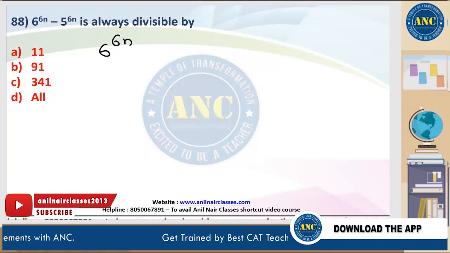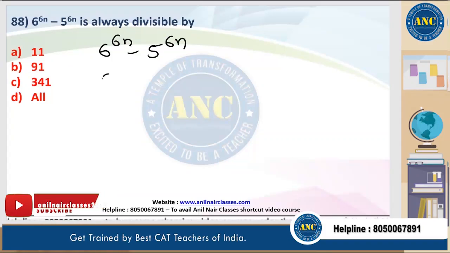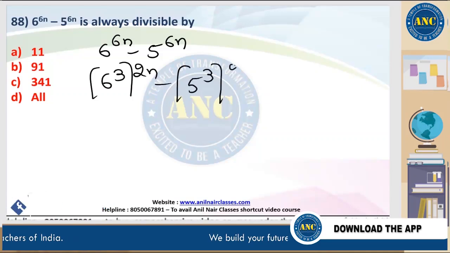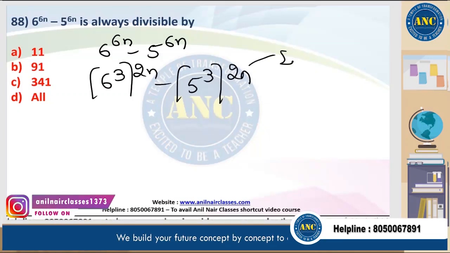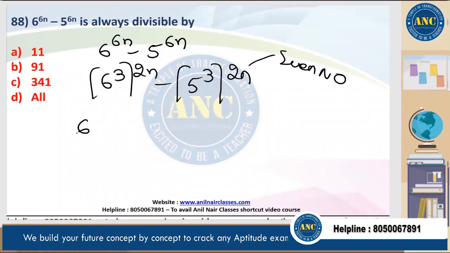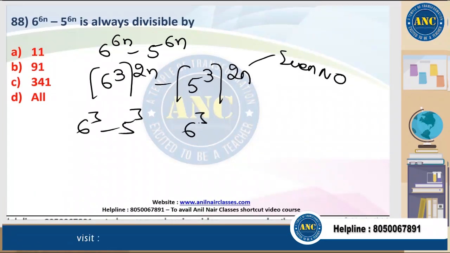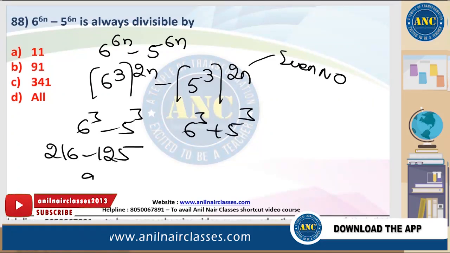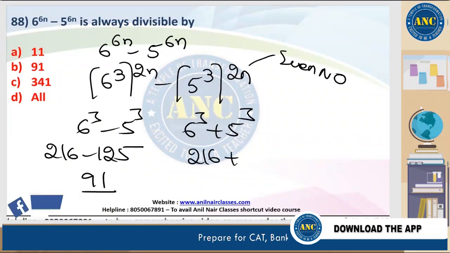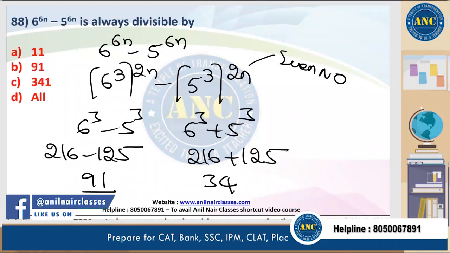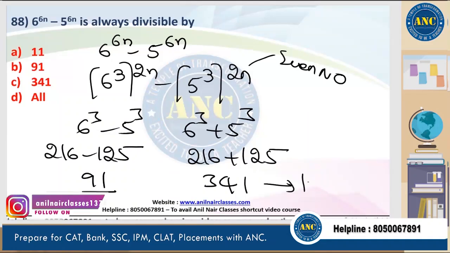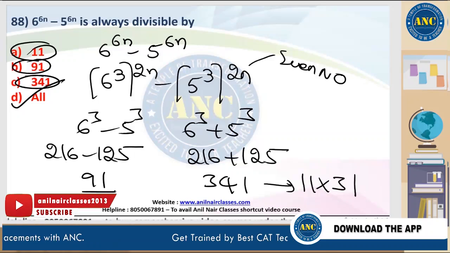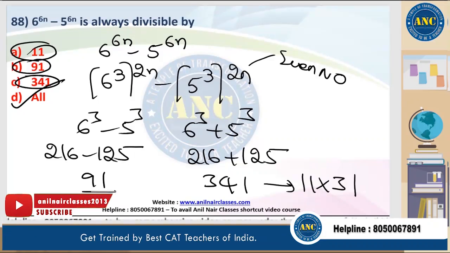88, same idea. 6 power 6n minus 5 power 6n, which is nothing but 6 cube power 2n minus 5 cube power 2n. So again 2n is an even number, so it is divisible by a minus b and a plus b. 216 minus 125 is 91. 216 plus 125 is 341. 341 is nothing but 11 into 31. So 91, 341, 11. Answer is all of this.